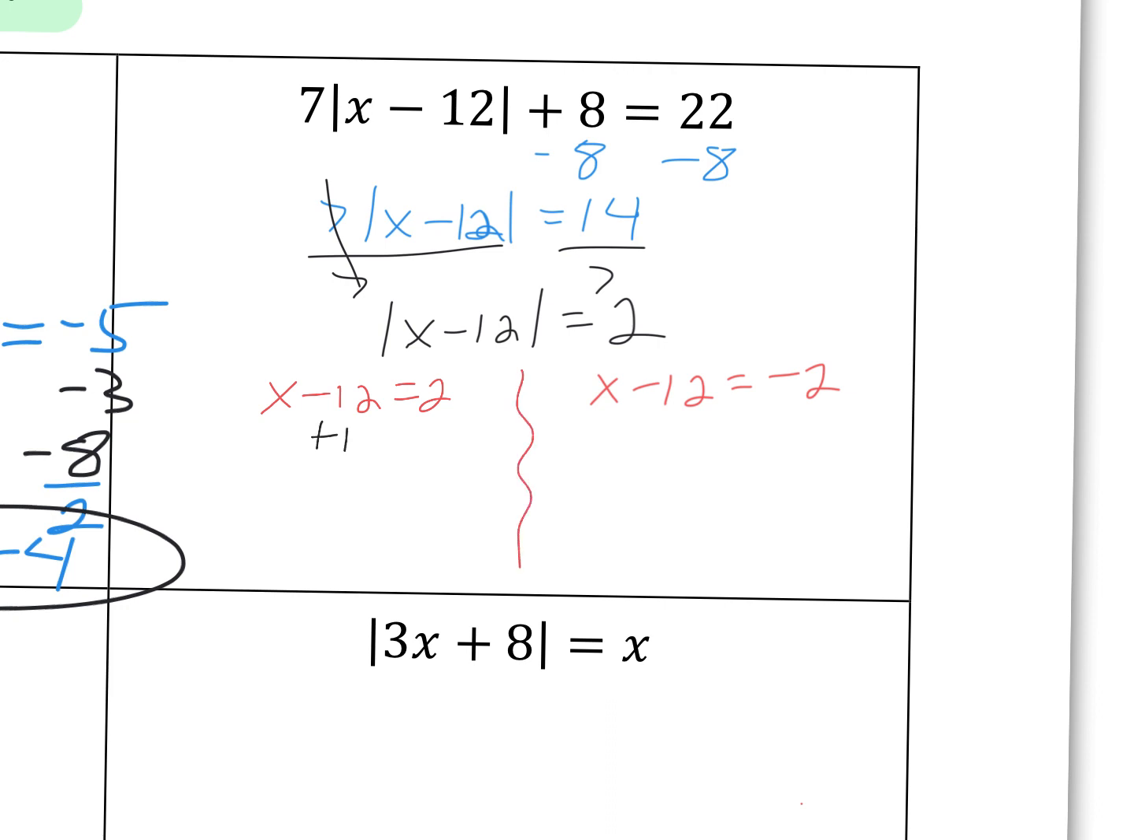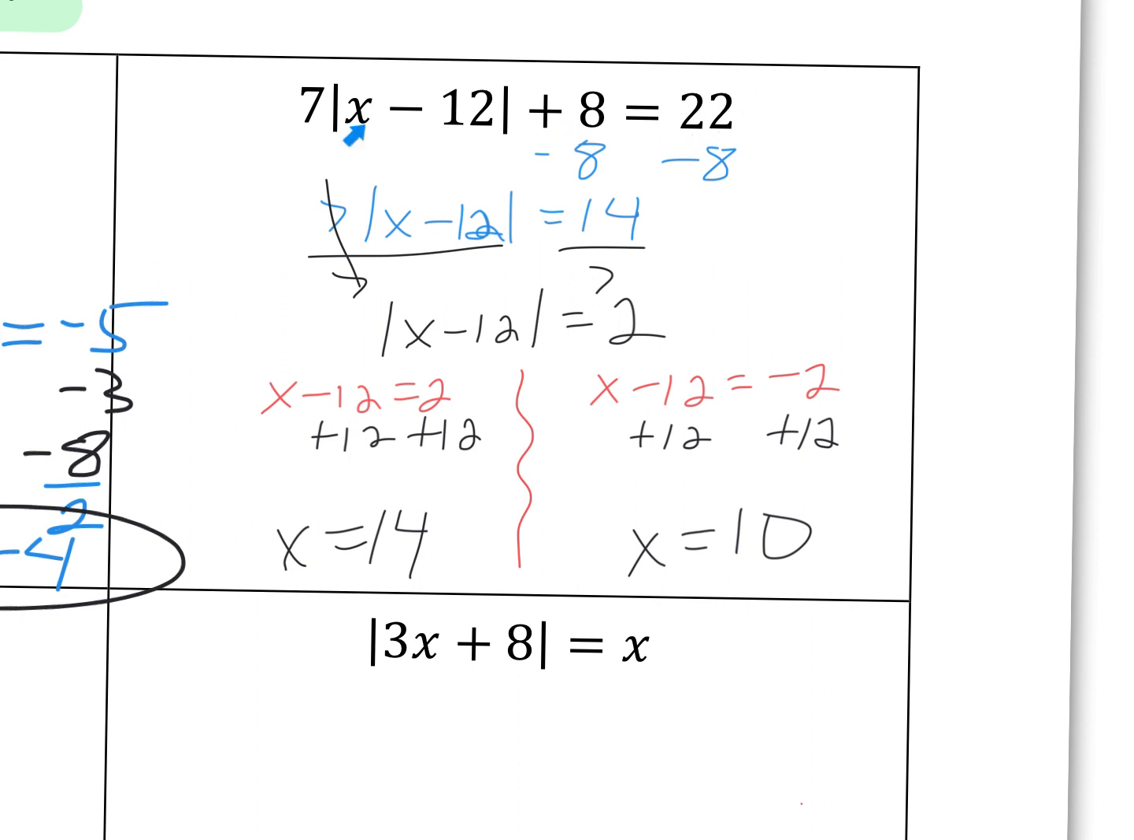We're going to add 12 to both sides, and we get x equals 14 for one of our solutions. And over here on the right one, we add 12 to both sides, and we get x equals 10. All right, let's check our answers, make sure we did that right. Plug in a 14. 14 minus 12 is 2. The absolute value of 2 is 2. 7 times 2 is 14, and 14 plus 8 is 22, and that one checks out.